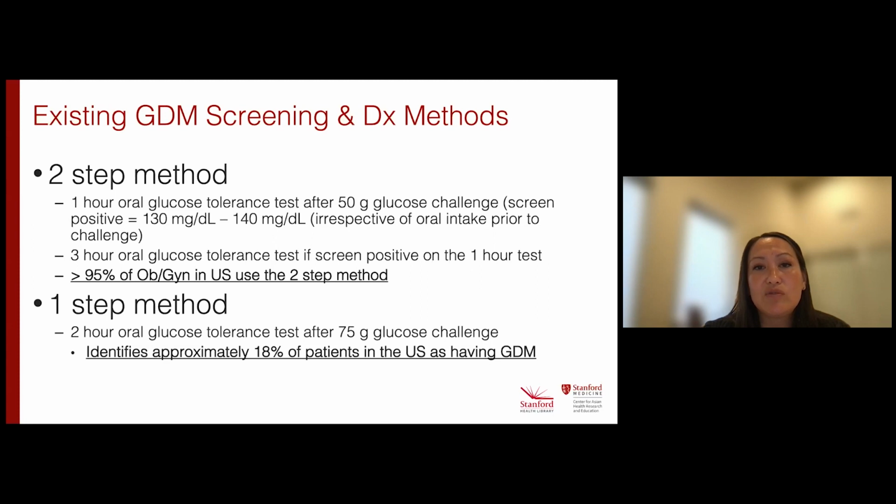Every institution will have their own cutoff that's between 130 and 140. At Stanford here, we use 140 as our cutoff. And so if you have a glucose value that's 140 or greater, then we would reflex you to doing a 3-hour oral glucose tolerance test, which is a fasting test with a 100-gram glucose load. And if 2 of the 4 values are elevated, then that's diagnostic of gestational diabetes.